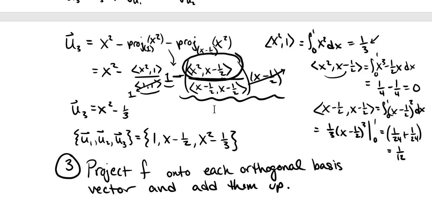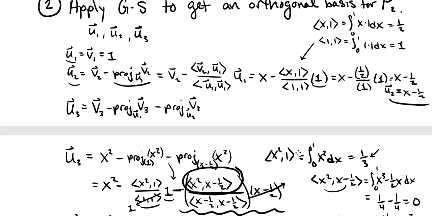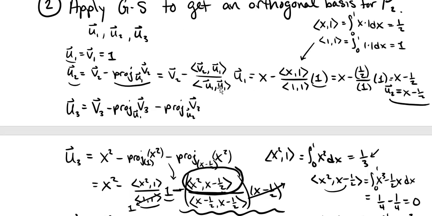There we have it. We have an orthogonal basis for this vector space. Now that was a big step. That's one of the bigger steps here. But we see it's just Gram-Schmidt applied using inner products instead of dot products.